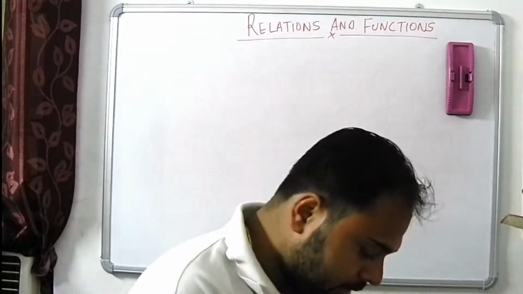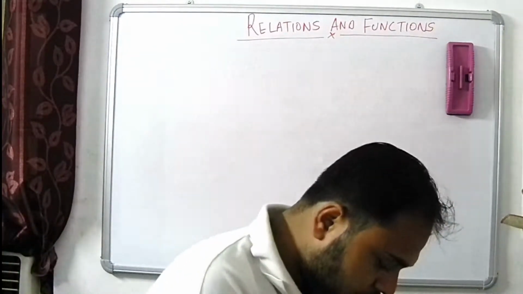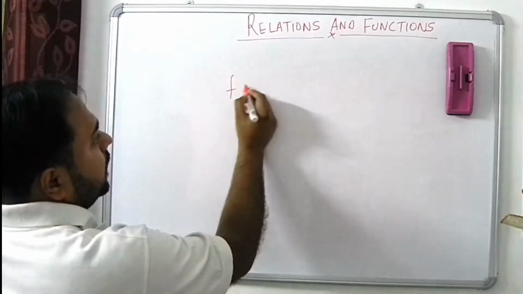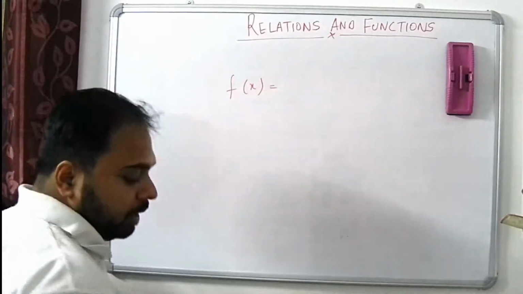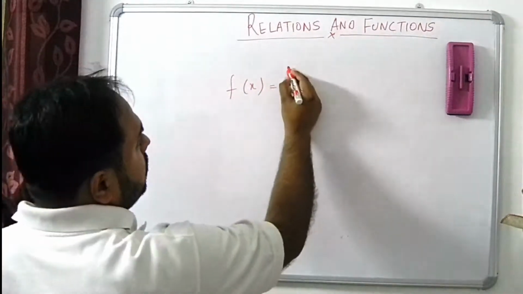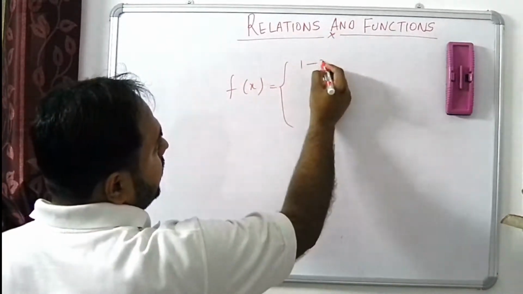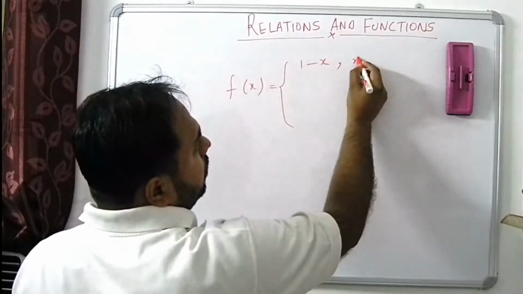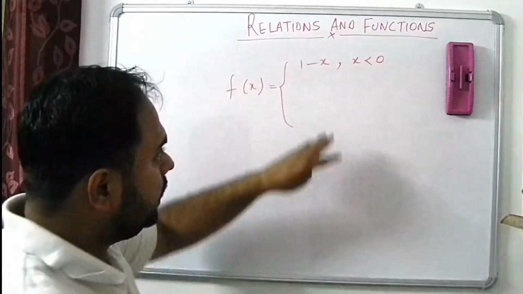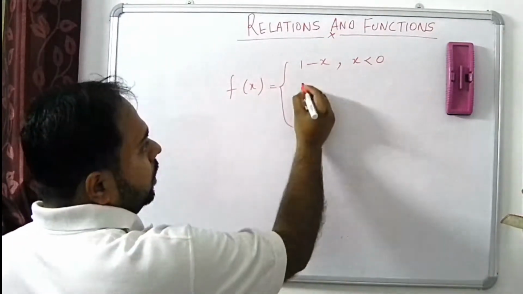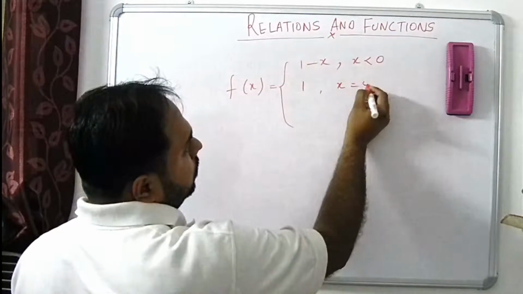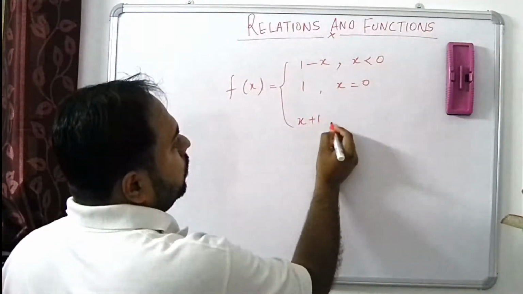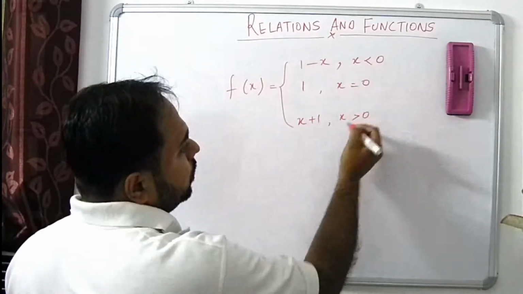Now there is another problem in NCERT wherein they are asking to sketch the graph of a function. The function f(x) is defined in 3 ways: 1 minus x for x less than 0, and it's defined as 1 if x is equal to 0, and it's defined as x plus 1 when x is greater than 0.